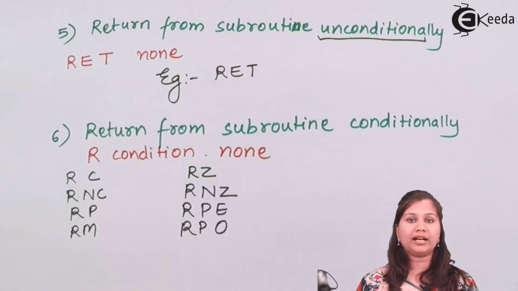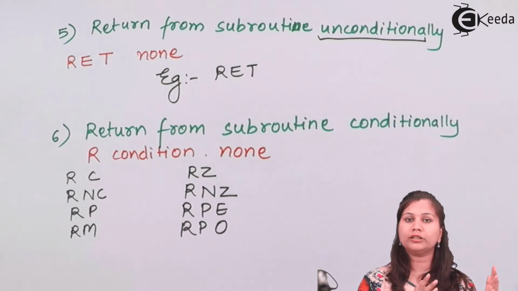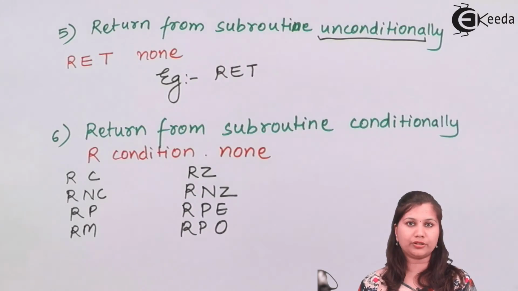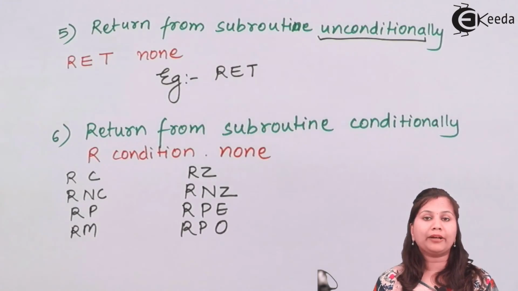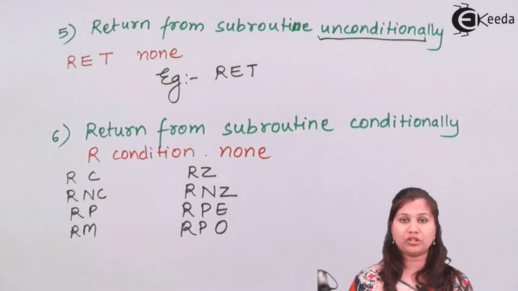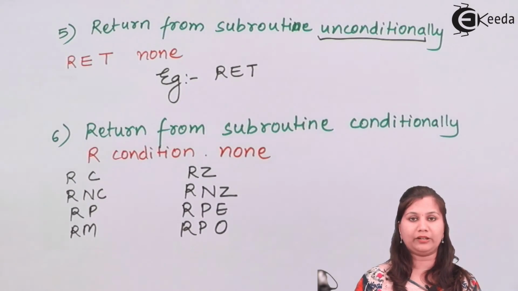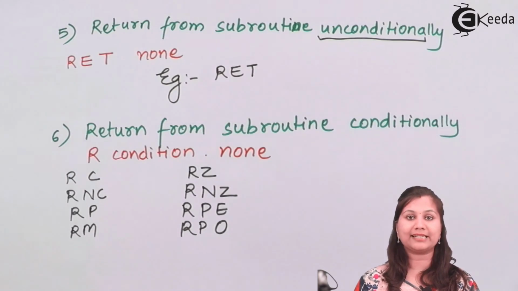So we are having three instructions: jump, call and return, and all these three instructions have two types based on the unconditional and the conditional situation. So I hope that this topic, branching instructions in 8085 microprocessor, is clear to you.